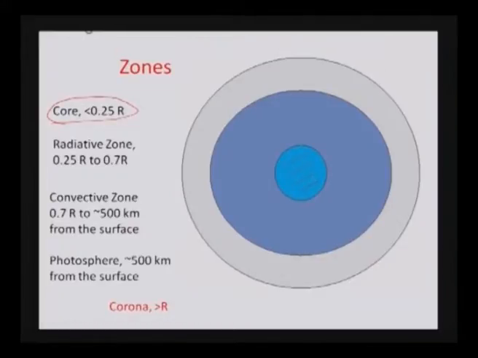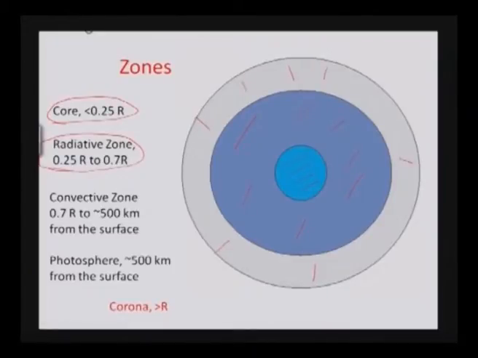And then the next is the radiative zone. This part surrounding the core is called the radiative zone, that goes from 0.25 R to 0.7 R. I will just talk about why this is called radiative and all that. And next is the convective zone, 0.7 R to almost the surface. And the surface itself, which would mean something like 400-500 kilometers, is known as the photosphere.